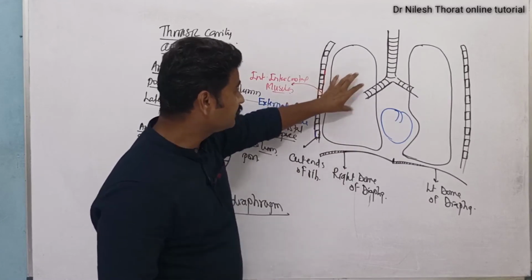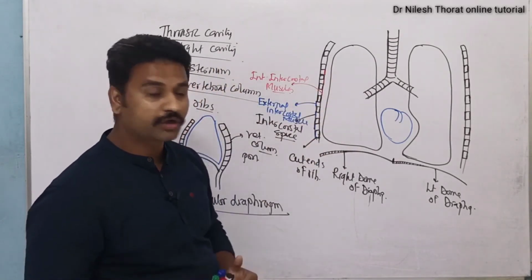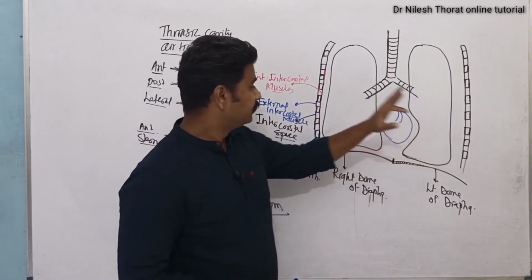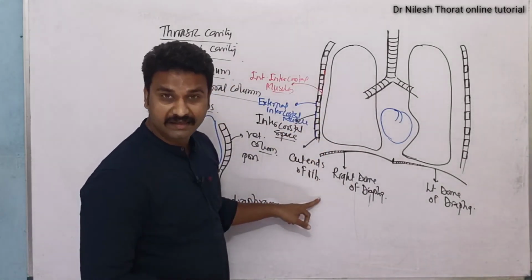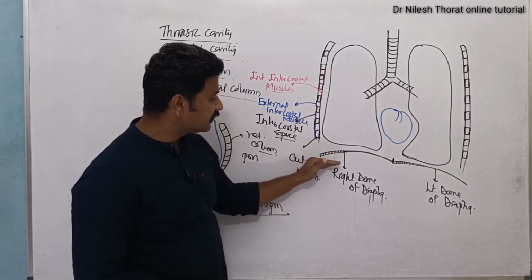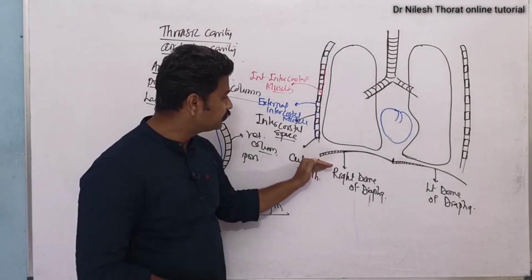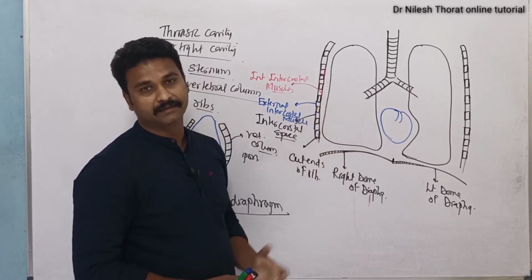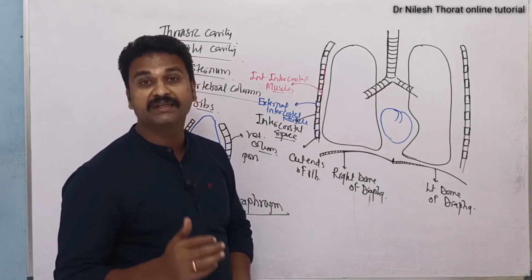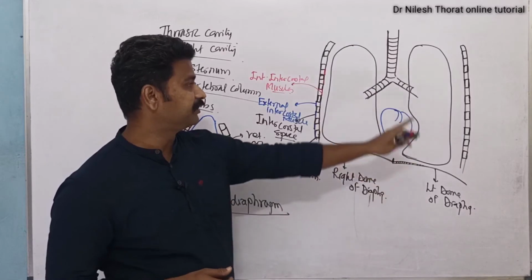On the right side we have a lung slightly shorter compared to the left side. Because on the right side below the diaphragm there is the liver, and due to the liver this right dome of diaphragm gets slightly pushed upward. Due to that the right lung is shorter but it is heavier compared to the left lung.